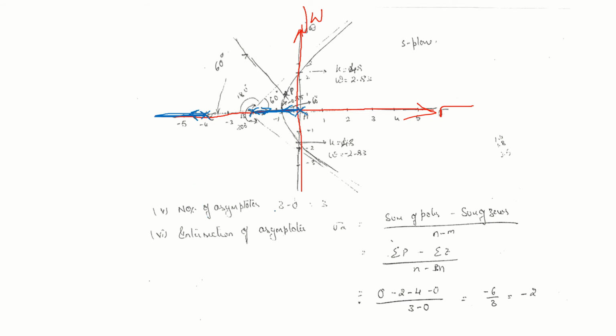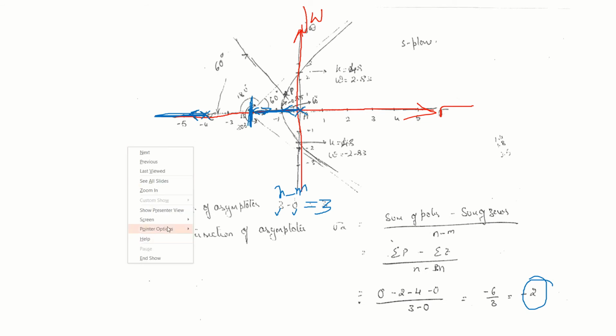Now let us find out number of asymptotes is given by n minus m. Now n is 3 poles, m is 0, so number of asymptotes equal to 3. Intersection of asymptotes sigma a is sum of poles minus sum of zeros divided by n minus m. One is s equal to 0, another one is s equal to minus 2, s equal to minus 4. These are sum of poles. Minus, there are no zeros, 0. N is 3. So minus 6 by 3 is minus 2 you get. So minus 2. This is the point where the asymptotes intersect.